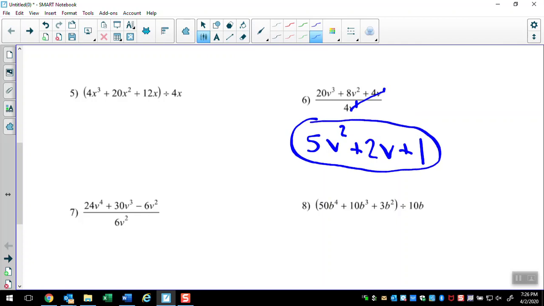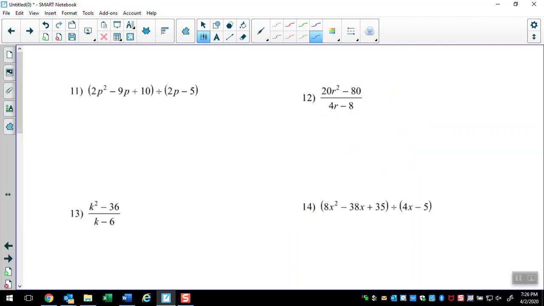Okay? Now, when we go over to the next page, now we're going to divide a trinomial by a binomial. So the first thing we have to do is factor out this first one. Right? That's the first thing we need to do. So the first thing to factoring is we look for a greatest common factor. So a GCF between 2, 9, and 10. I don't have one. There is no GCF for 2, 9, and 10.